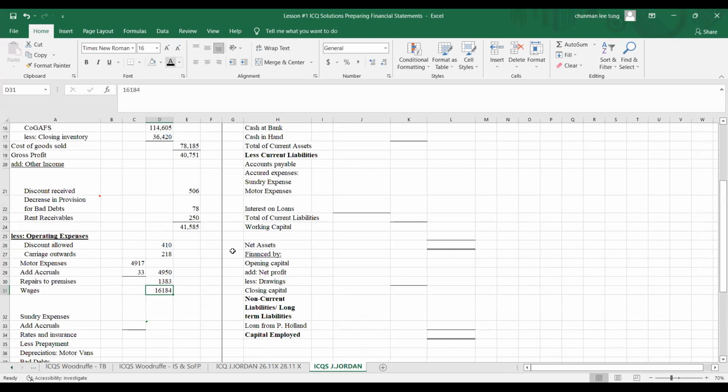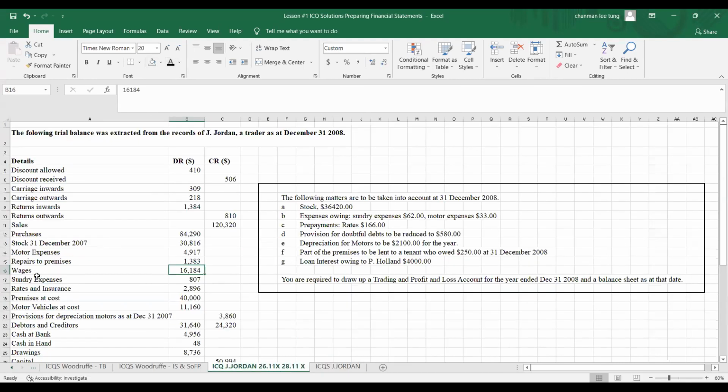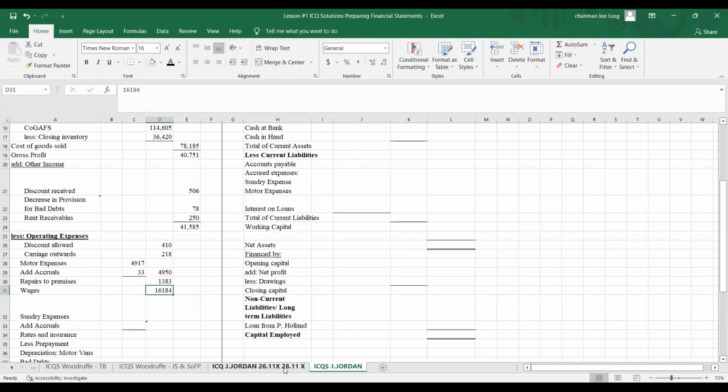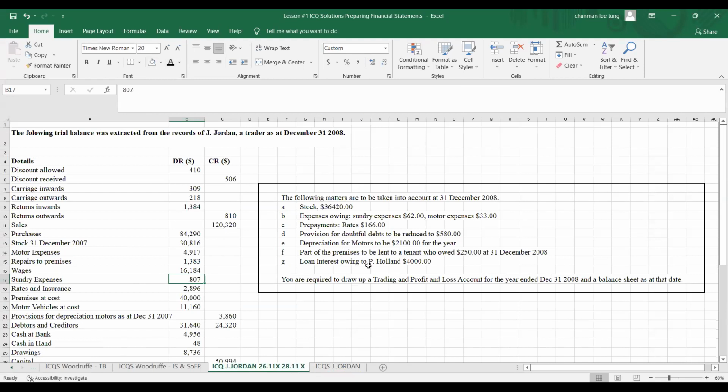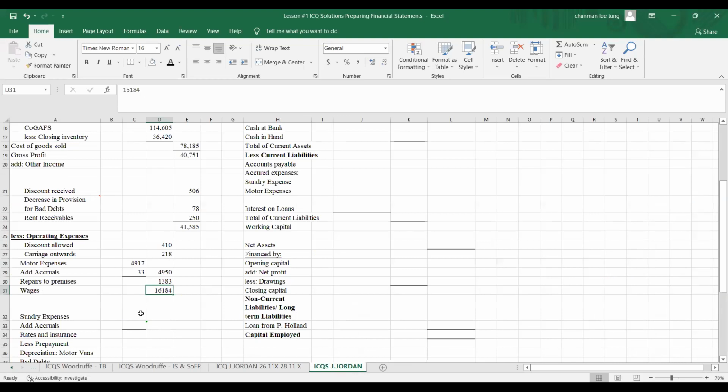16,184. What is our next expense? So we did wages, sundry expenses, 807. Sorry, 807. But in point B, we said expenses owing sundry expenses, 62. So it's another accrual. So we have to add our sundry expenses to our expense to get the total expenses incurred or owing for the period. $869.